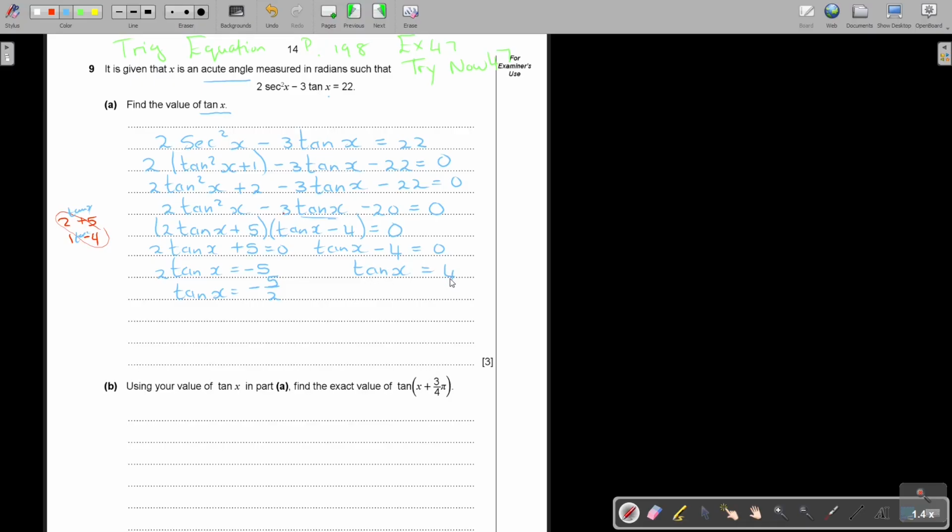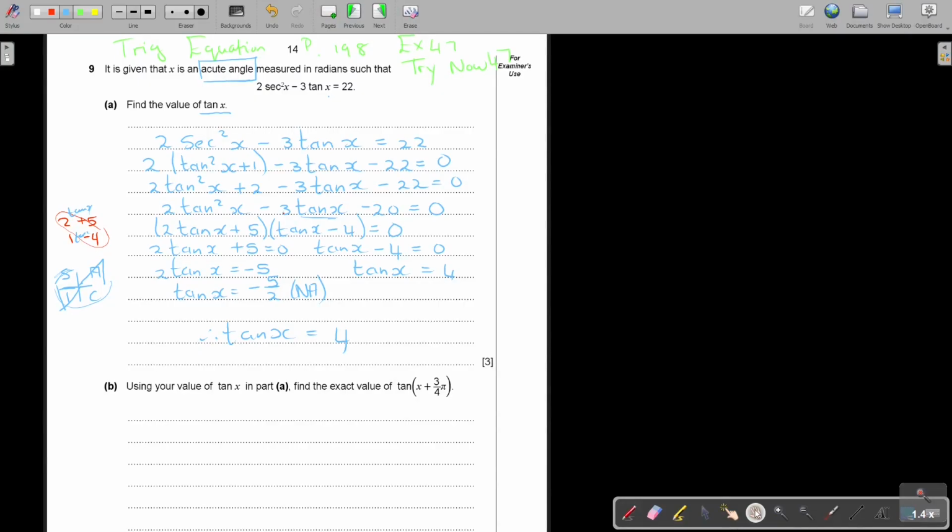So there are two options now. But I go back: it's an acute angle. If you think of the CAST diagram, where is tan positive? Tan is positive there, and tan is positive there. Since x is an acute angle, the other one would be obtuse or reflex, so that will not be applicable. Therefore, tan x is equal to 4.